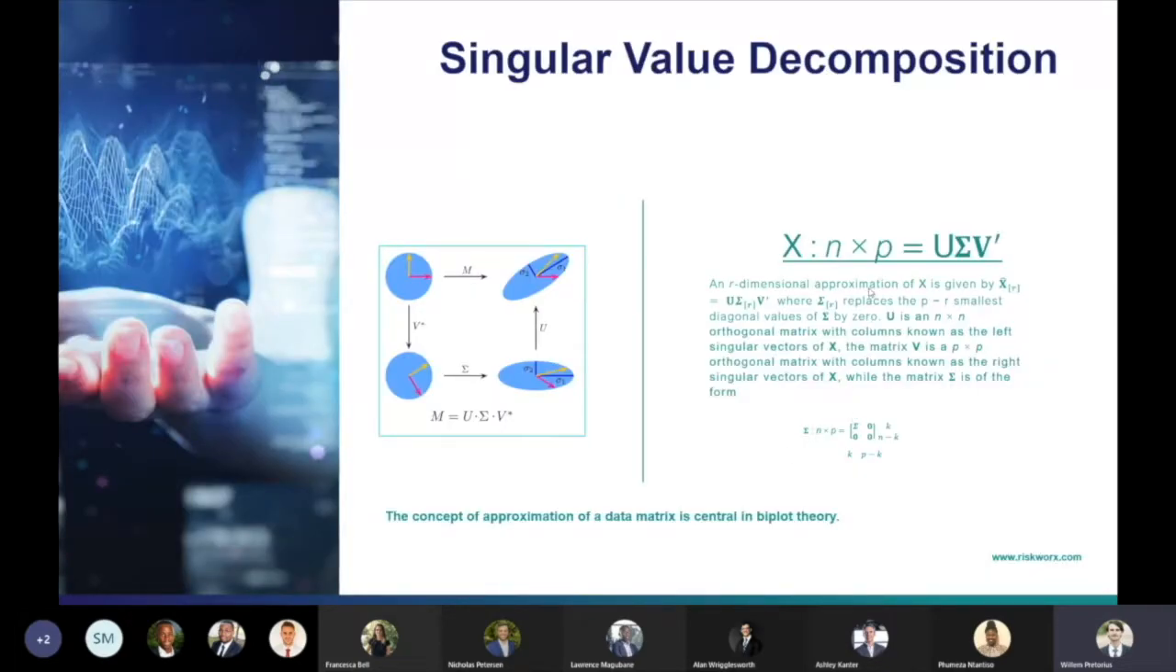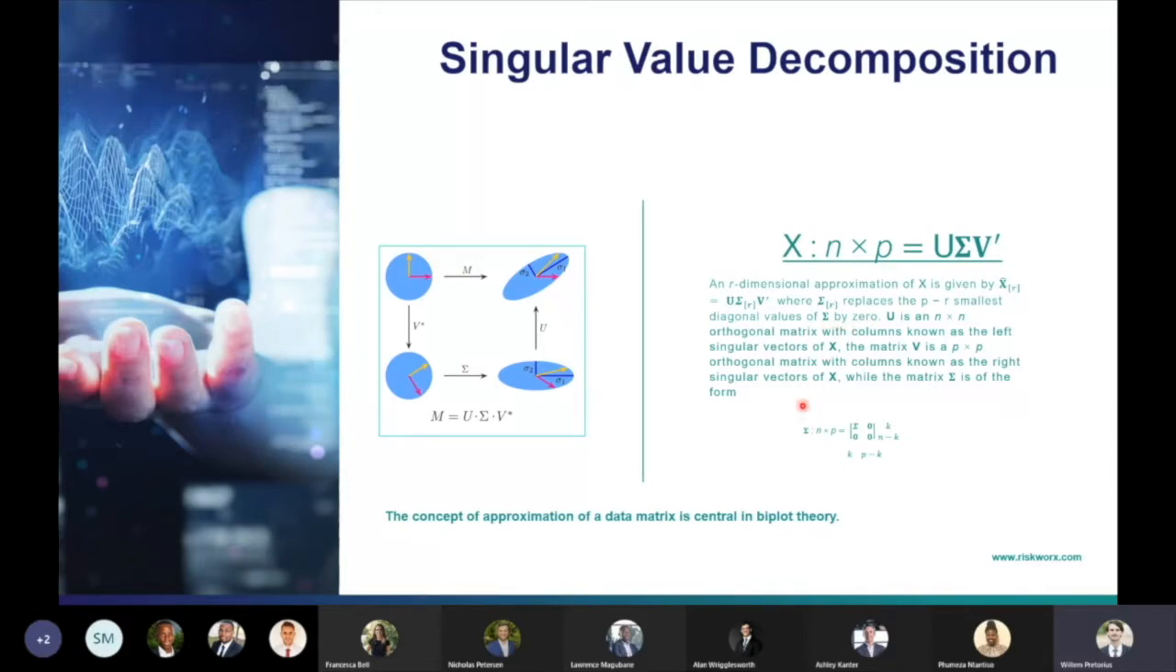The main use of singular value decomposition is that it opens up matrix approximation. Here we have our X matrix, which is n by p, and this is equal to U sigma V transpose. How this works is that an r-dimensional approximation of X is given by the equation, where sigma r replaces the p minus r smallest diagonal values of sigma by 0.